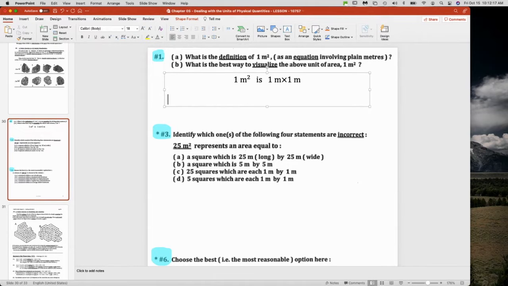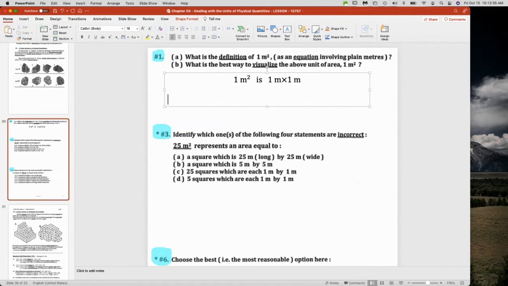So my coffee table here, it's round though. If it has a diameter slightly more than a meter, it's probably 1.2 meters, then that's probably a square meter. That's the closest thing I have to a square meter in terms of the things around me.